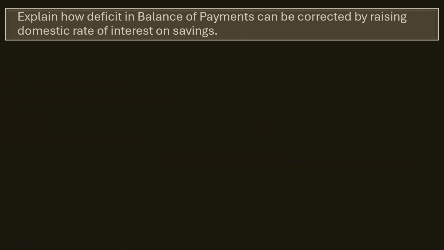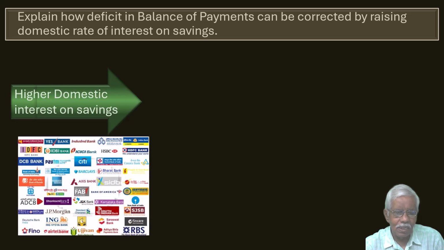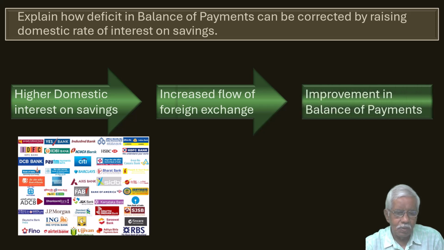Next question. Explain how deficit in balance of payments can be corrected by raising domestic rate of interest on savings. Answer. Higher interest rates attract foreign capital inflow. This increases foreign exchange reserves. It will improve the balance of payments position.